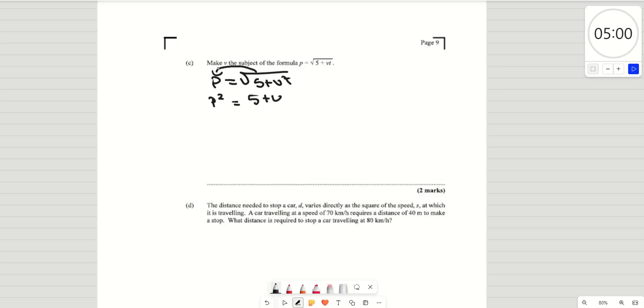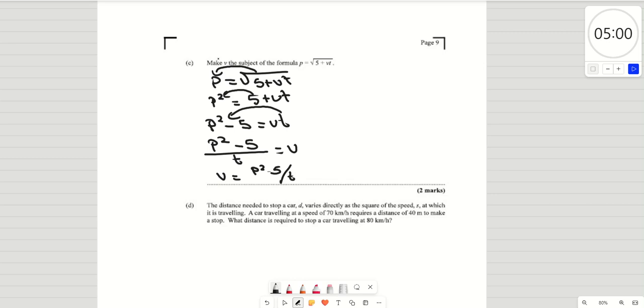5 plus VT. Now, we need to carry across plus 5 over the equal sign. The opposite of plus 5 is minus 5. So that's P squared minus 5 is equal to VT. Then we want to make V the subject. The relationship between V and T is multiply. So if you want to carry across multiply by T, it is going to turn to divide by T. So it is P squared minus 5 all divided by T is equal to V. So this would be your answer. V is equal to P squared minus 5 all over T. And that is how you would do part C.